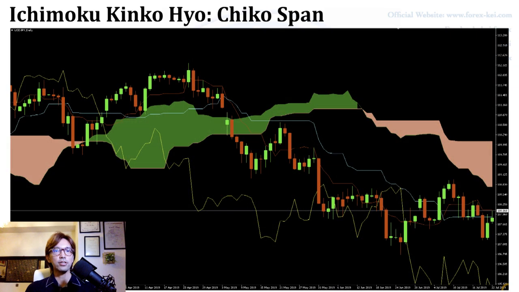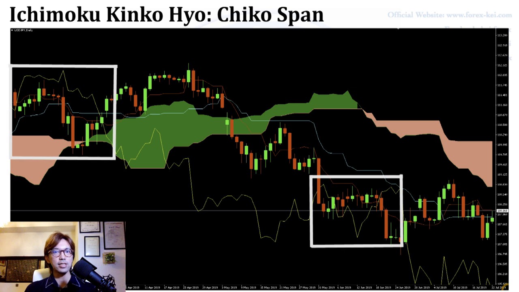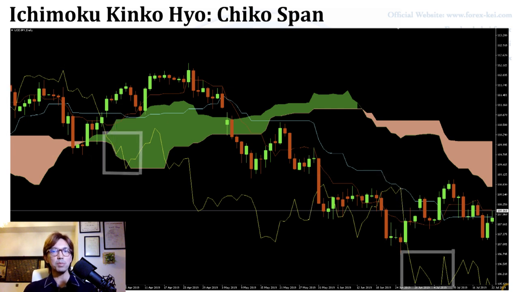This is a daily chart of dollar yen, and here this yellow line is the Chiko Span. So when the price is interacting with the candles like this, in this area, this is when buyers or sellers are not winning or losing. And you can see it's actually consolidating, right? But look at this point where the Chiko Span starts to go below the candles. This is when buyers are winning or sellers are winning. Which one? Buyers or sellers winning?